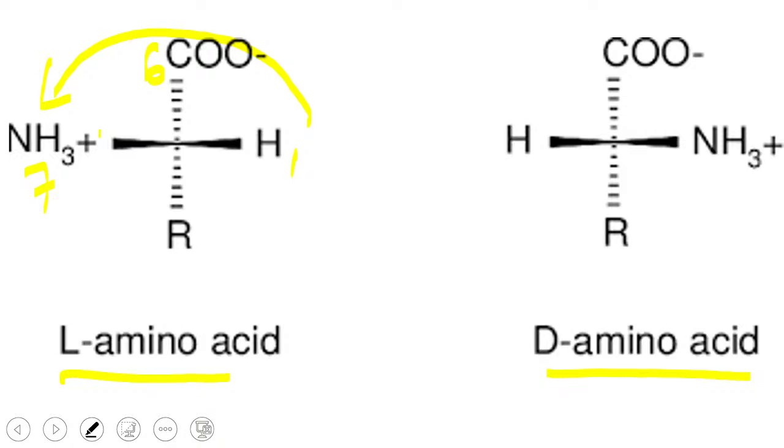So this direction of movement is anti-clockwise. Whenever we move in an anti-clockwise direction, we call it the left-handed direction, left side. It is called the L amino acid. And in this other case, this is 1, this is 6, this is 7, so the direction will be right-handed or clockwise. So it is called the D amino acid. So first you have to decide whether an asymmetric carbon is there or not. And once you have decided it is an asymmetric carbon, then we can decide whether it is the D form or L form on the basis of right side movement or left side movement.